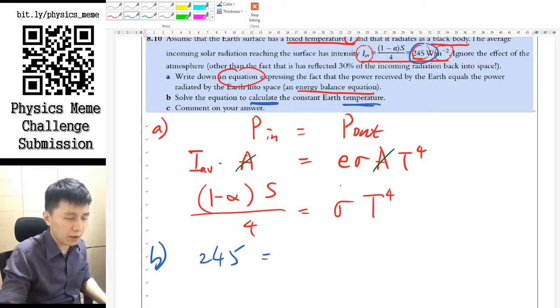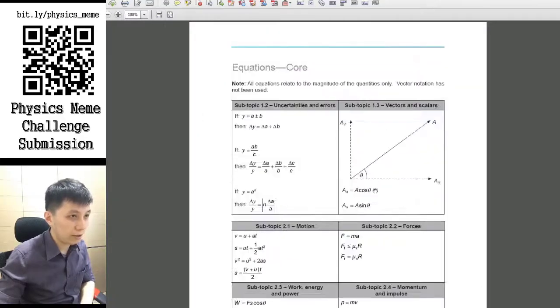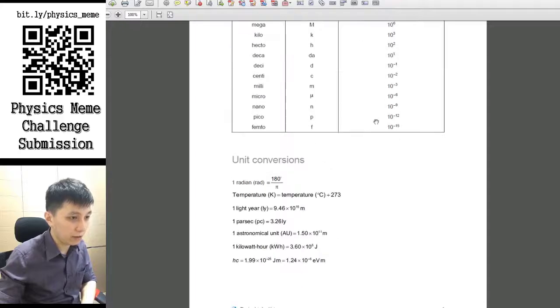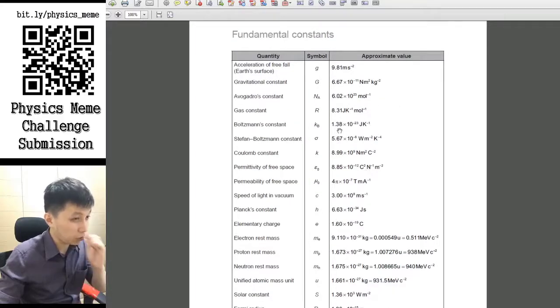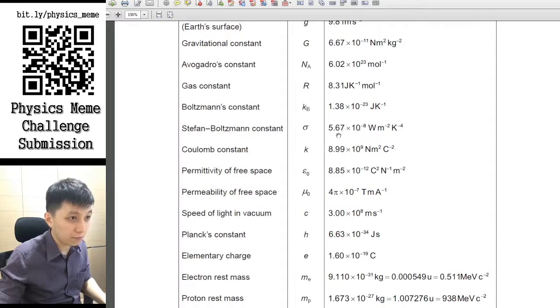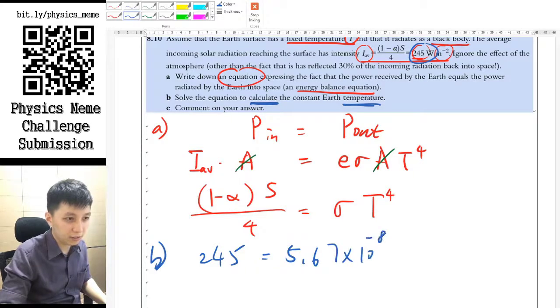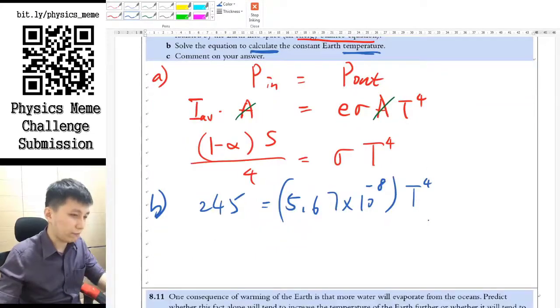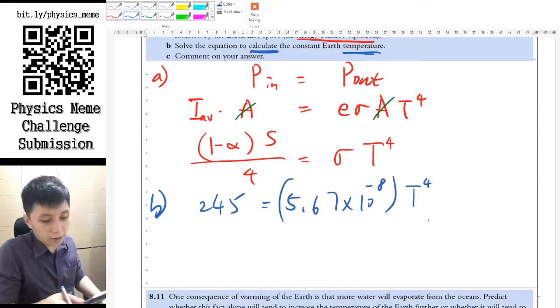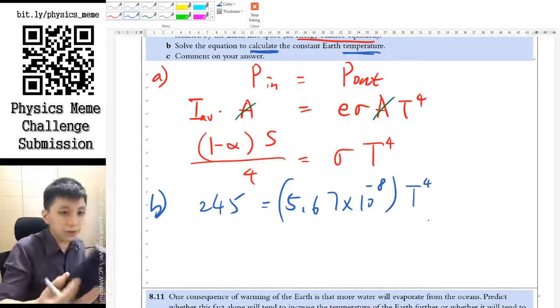And for the sigma, we have to refer back to the data booklet, which you can find. By the way, you need to learn how to find the number. It should be on the fundamental constants page. And you'll be able to find the Stefan-Boltzmann constant, 5.67 × 10^-8. It's quite easy to remember. 5.67 × 10^-8, times T to the power of 4. So you just have to solve it using a calculator. So you should find the answer of 256 point something.